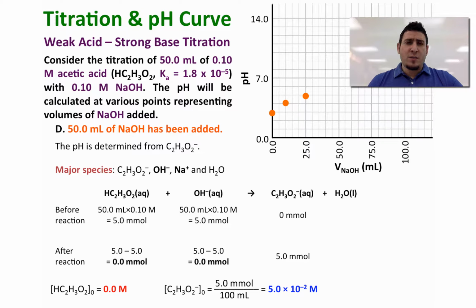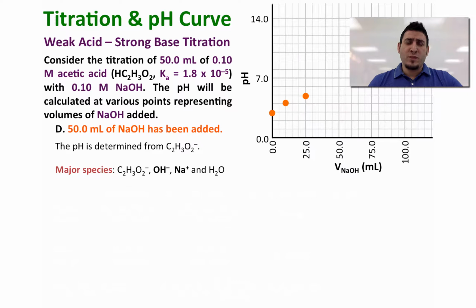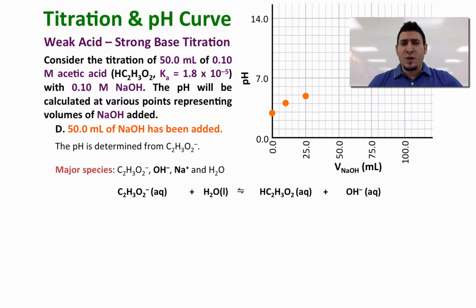What is going to happen in this case? There is no more acetic acid that will dissociate, so the equilibrium problem will be different now. It's going to be the reaction of the acetate with water that's going to form the acetic acid plus OH minus. Now the pH will be determined from the concentration of the OH minus, again using the autoionization equilibrium constant Kw of water.